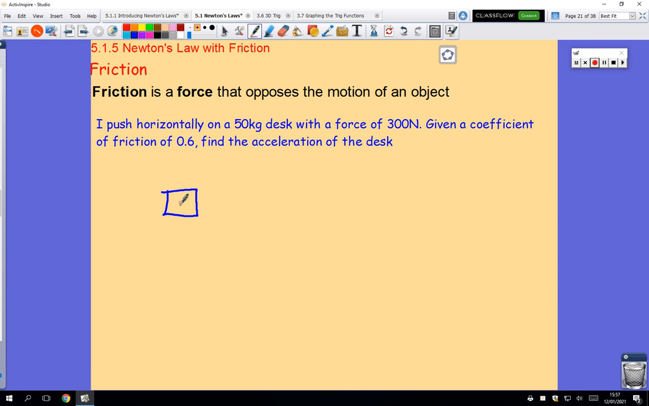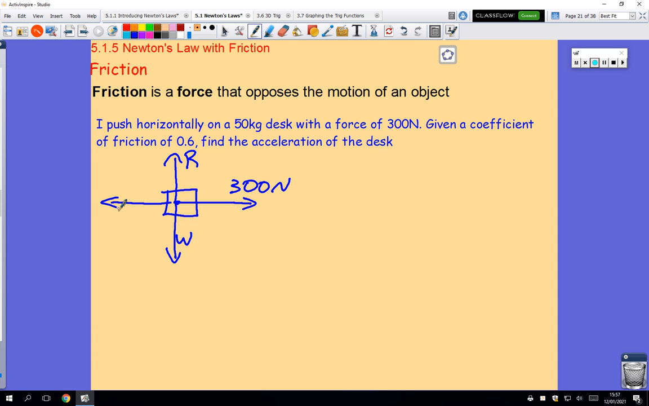I'm pushing horizontally on the desk with a force of 300 newtons. That's kind of the propulsive force, that's what's pushing it forward. But also with the desk we have other things happening here. We also have the weight of the desk. If it's on the ground, there's going to be some kind of normal reaction. And also pulling to the left here, there's going to be some friction if I'm trying to push to the right.